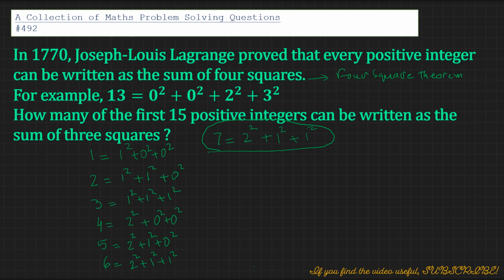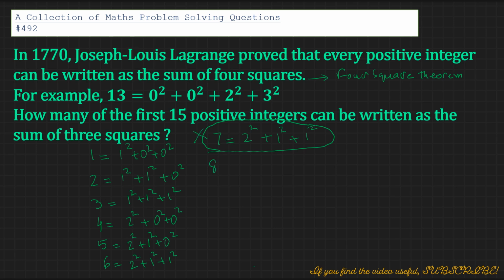If I do 3 square, it's 9. If I do 4 square, it's 16. If I do 2 square, it's 4 plus 3 is 7, so I can express it as a sum of 4 squares, but not a sum of 3 squares. 2 square plus 1 square plus 1 square gives me 6. So this doesn't work.